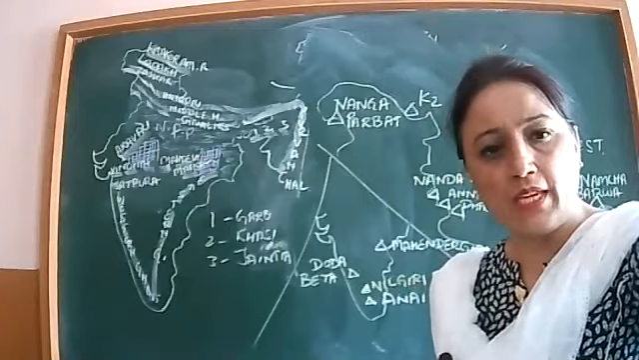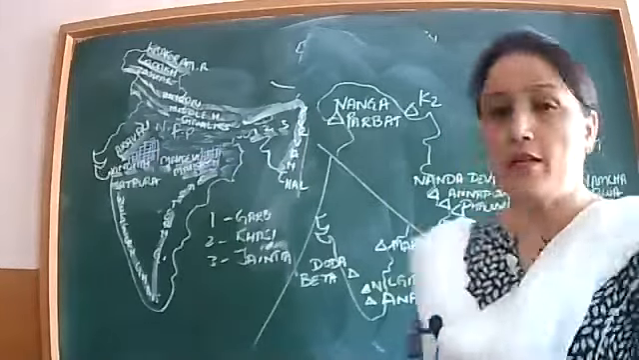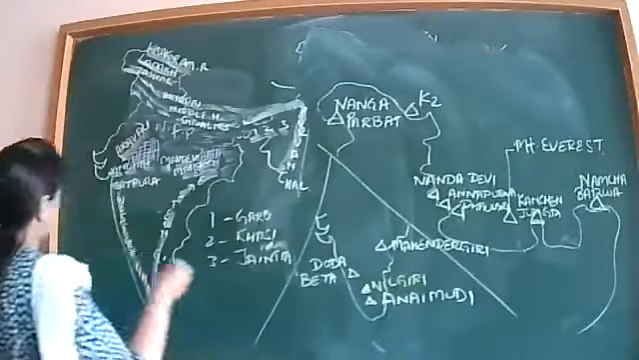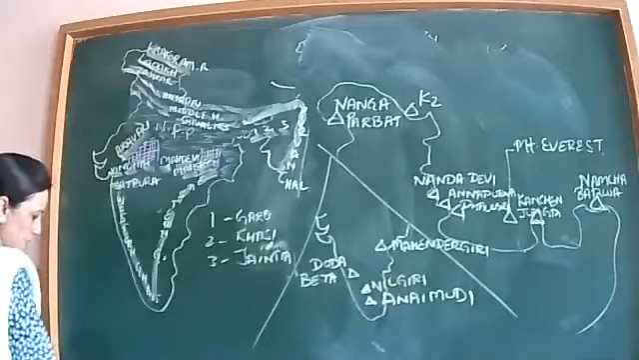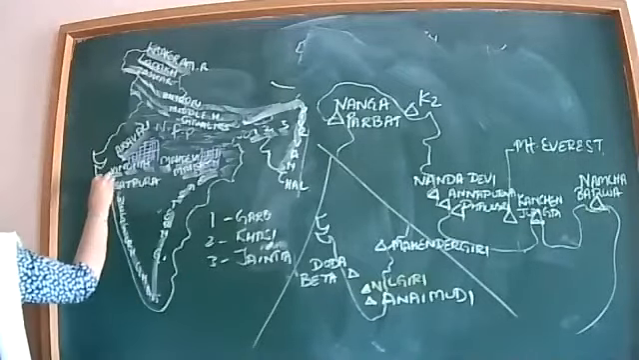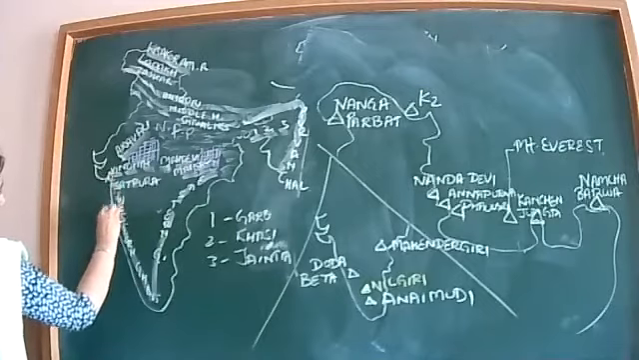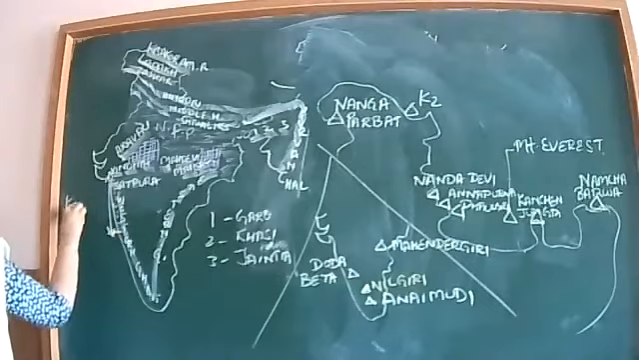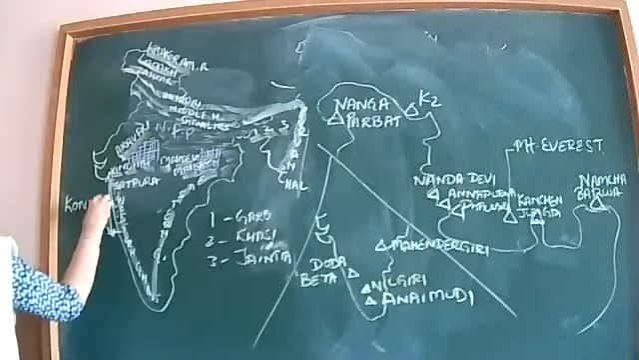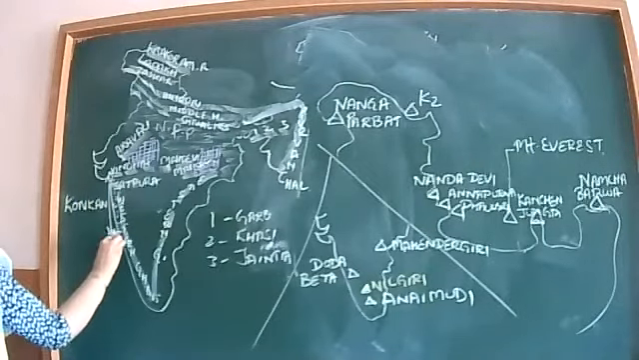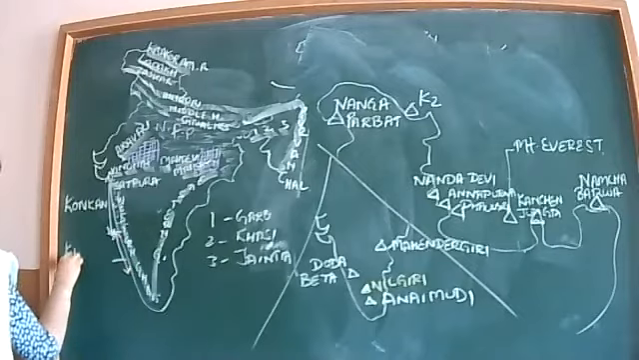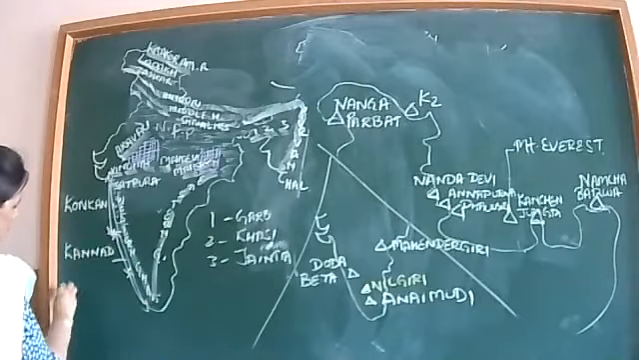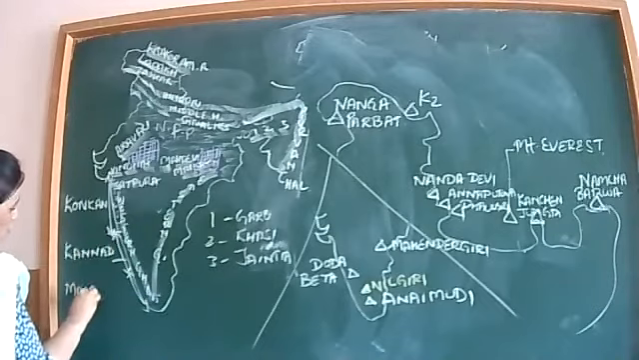Then two islands we have, that is Andaman and Nicobar, and Lakshadweep. Plus, I'm going to make the coastal area now. Look here. The coastal area we can divide into three parts, as we have already done. First is this area till this, we have the Konkan coast. Below this, till Karnataka, we have the Kannada coast. And below that, we have the Malabar coast.